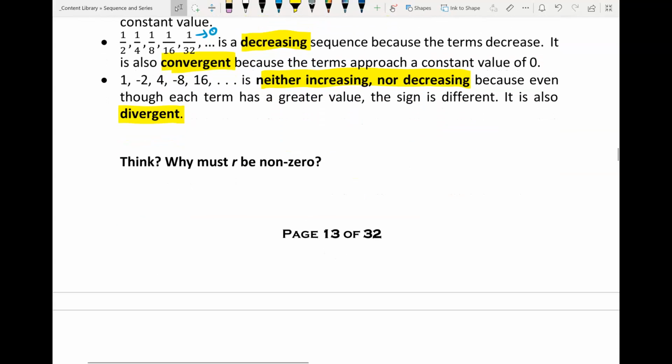Now I want you to think, why must R be non-zero? If R was 0, all the terms would be 0 because you would have to keep multiplying by 0. Then it's not really a sequence anymore.